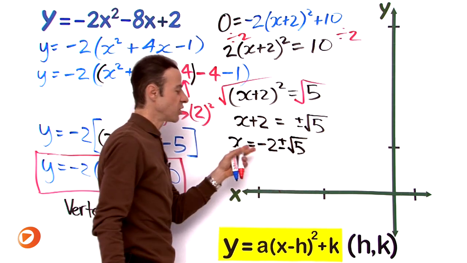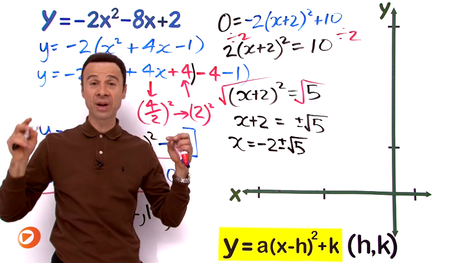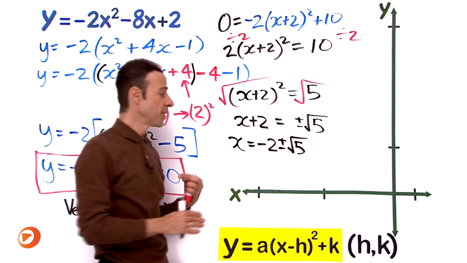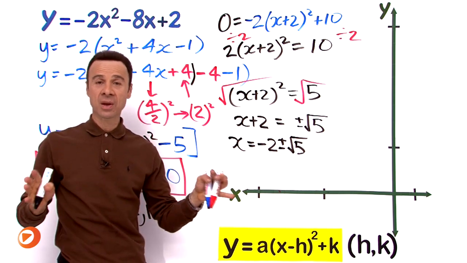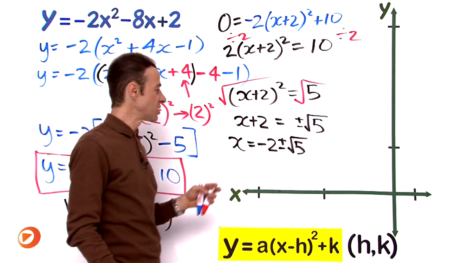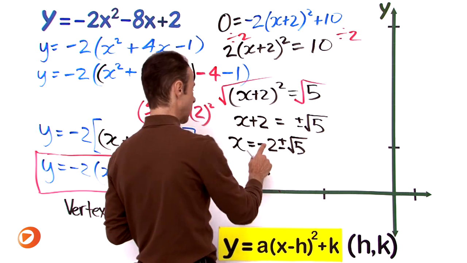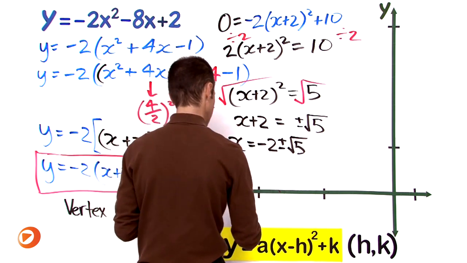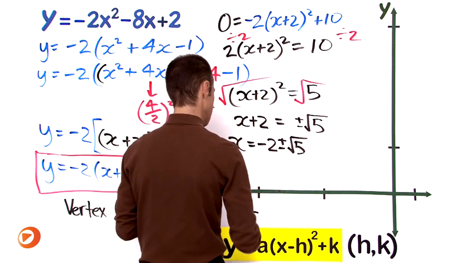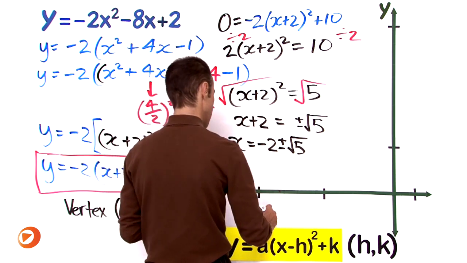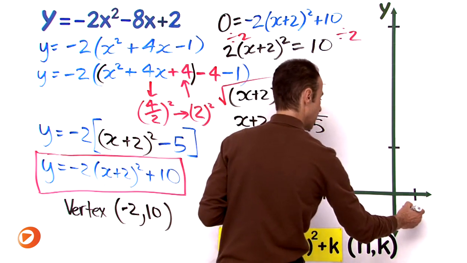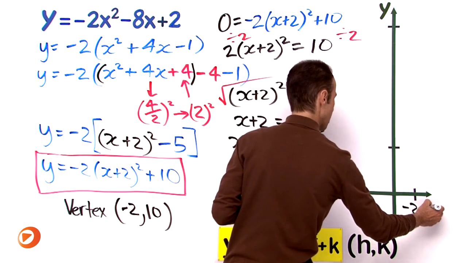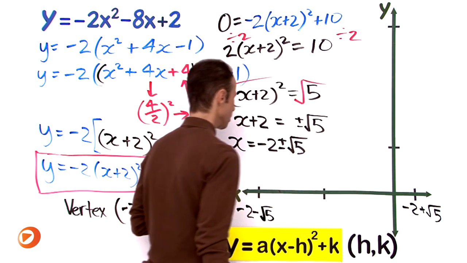So that's going to give us the 2 points because it's plus or minus. So we're going to have 2 points cutting the x-axis. They're going to be the 2 roots or the 2 zeros as they call them. So let's separate them. On the left-hand side, we're going to have negative 2 minus the square root of 5, and negative 2 over here plus the square root of 5. There are the 2 points.